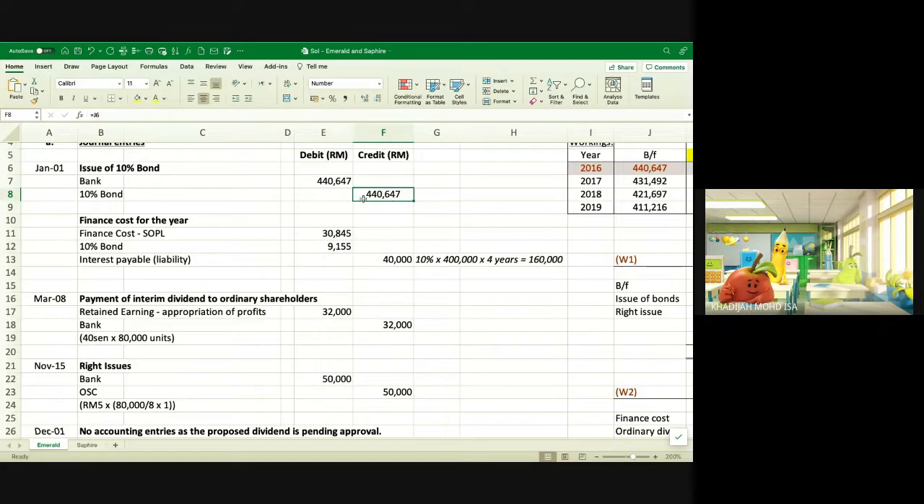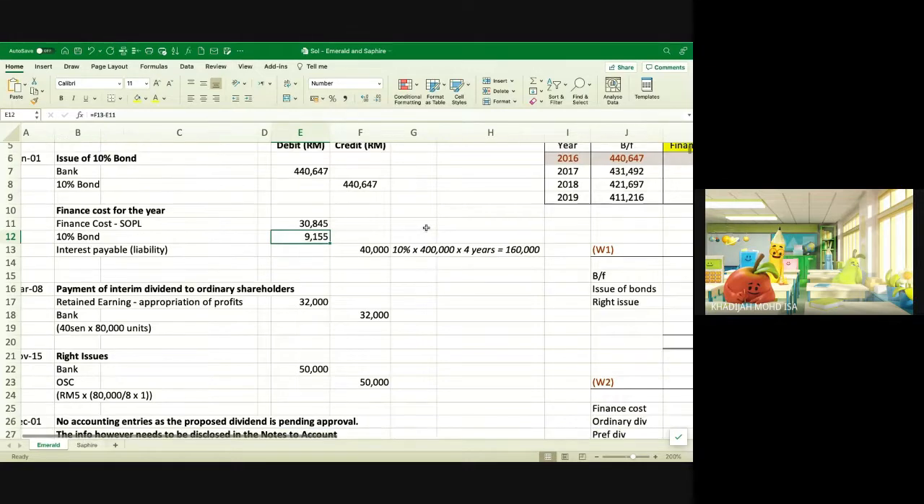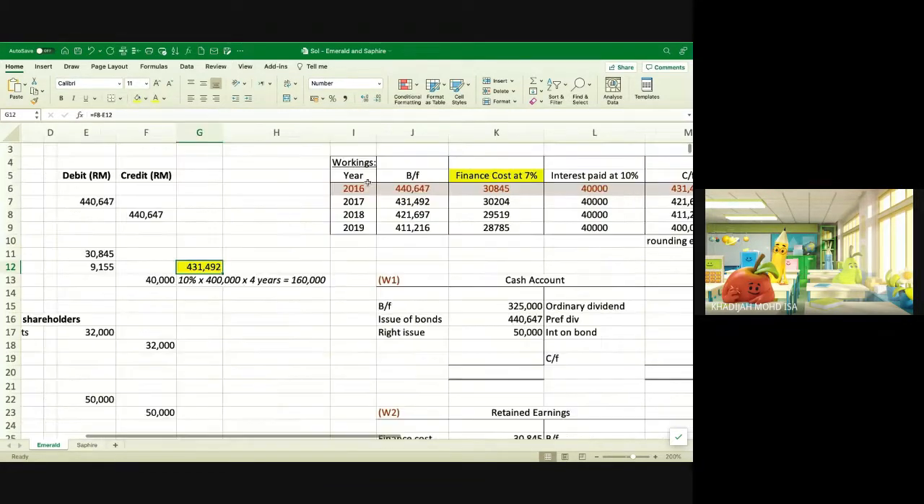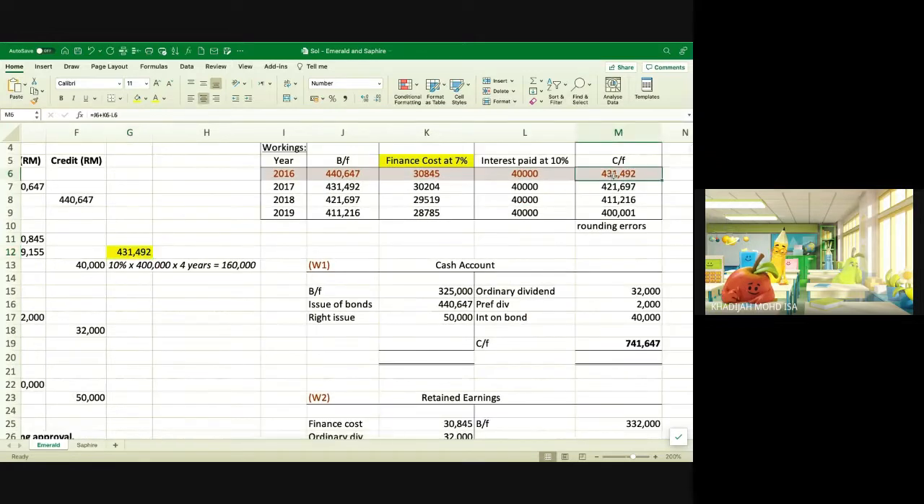440,647, now you minus 9,155. So because of that, later you see that if you have this 440,647 minus 9,155, you have 431,492. What is 431,492? You see that that is your carried forward figure.